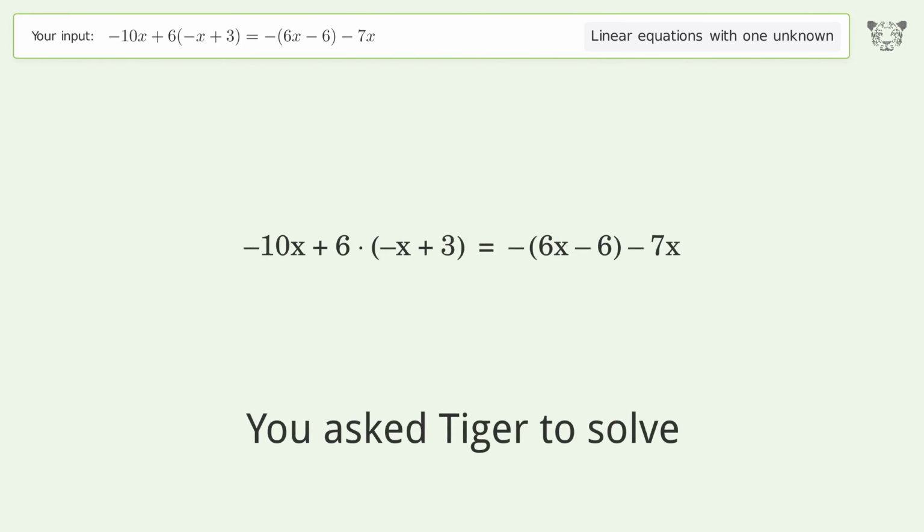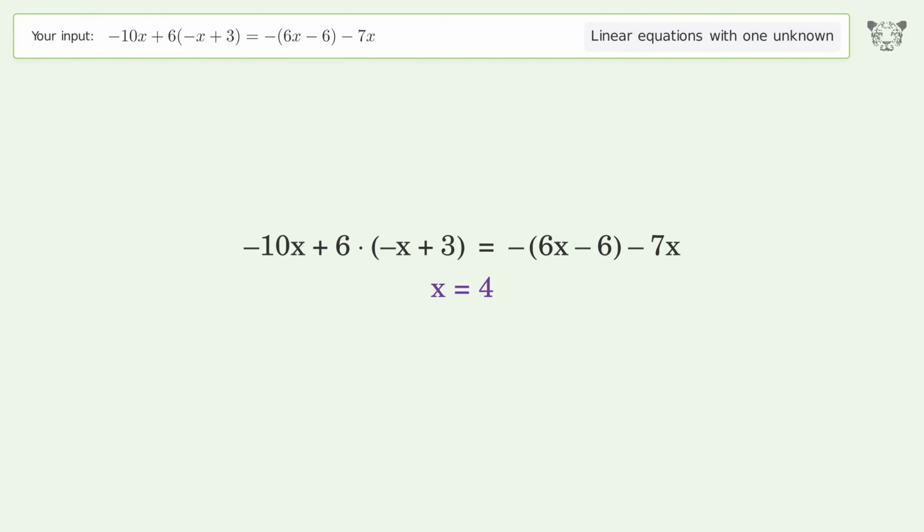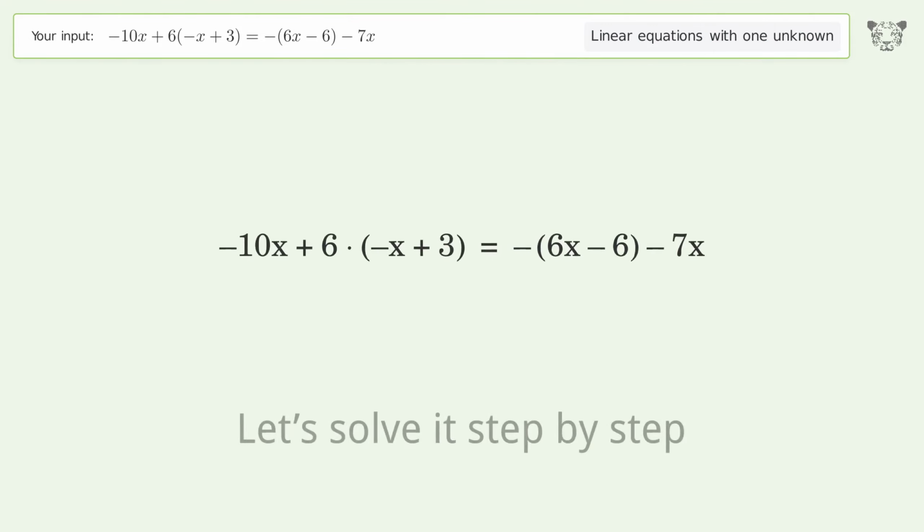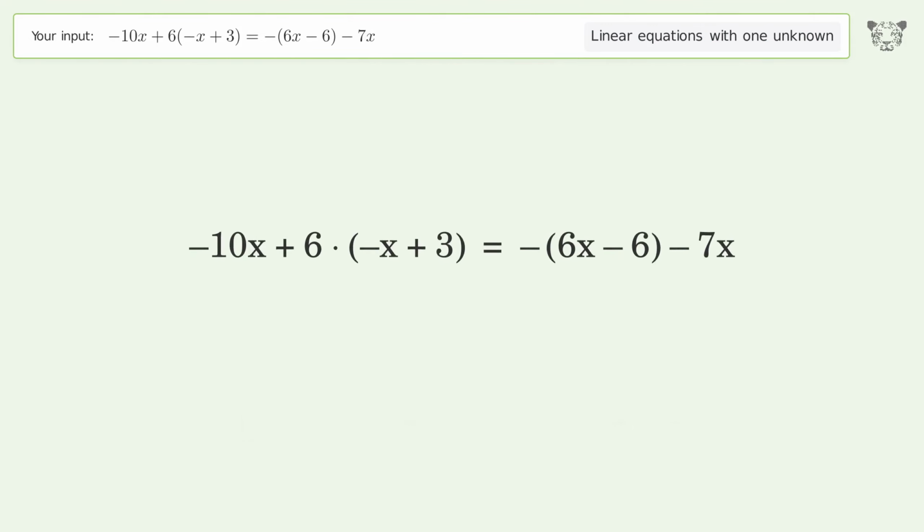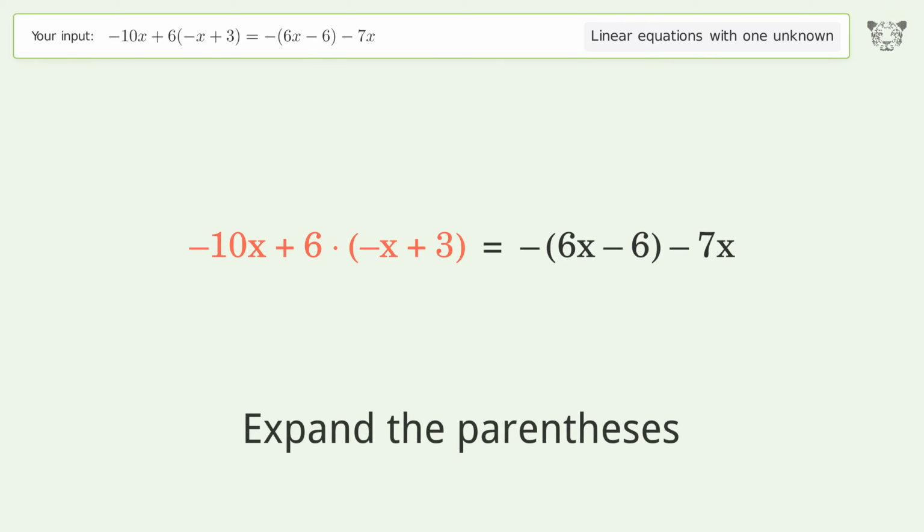You ask Tiger to solve this. It deals with linear equations with one unknown. The final result is x equals 4. Let's solve it step by step. Simplify the expression. Expand the parentheses.